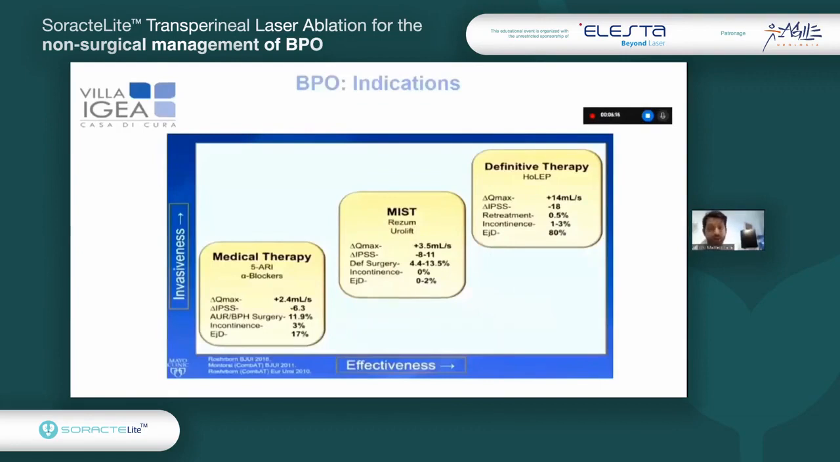This is a slide that I've taken from Mayo Clinic of New York. You see it's quite clear here that MIST, the minimally invasive surgical technique, is in between a definitive technique like HOLEP, where you have an augmentation of Qmax of plus 14 milliliters per second. You see Rezum has plus 3.5, and the medical therapy plus 2.4. So it's really in between. But if you look at ejaculation, it is spared in 98% of the cases. With HOLEP, you lose the ejaculation in 80% of the cases. So you can maximize the good effect of medication with less invasiveness. As the effectiveness grows, so does the invasiveness.